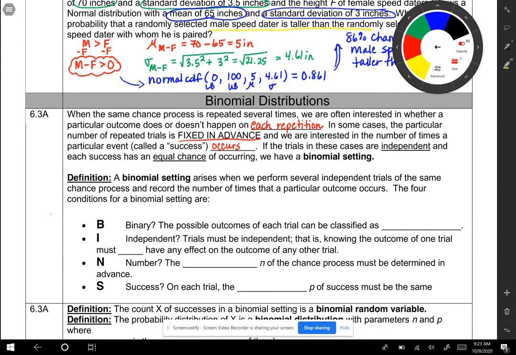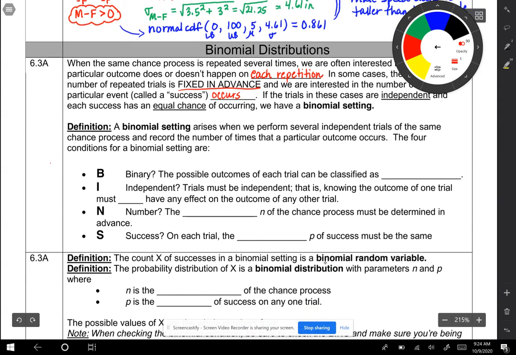There are 4 conditions for a binomial setting. A binomial setting arises when we perform several independent trials of the same chance process and record the number of times that a particular outcome occurs. The 4 conditions are, and so we have this idea called BINS, and something to make note of with that acronym. So B stands for binary.